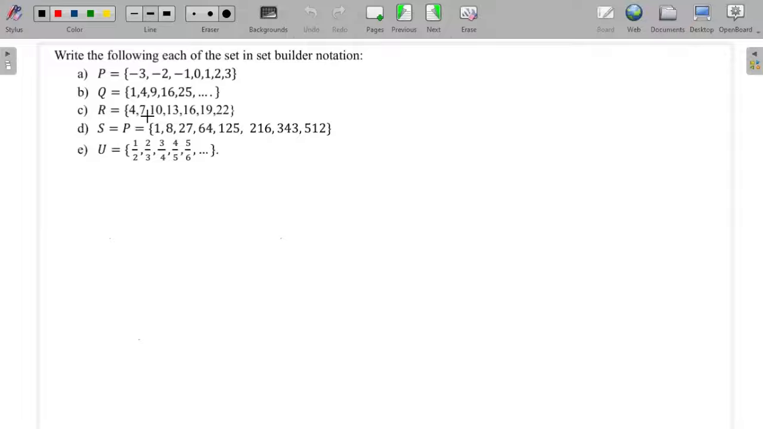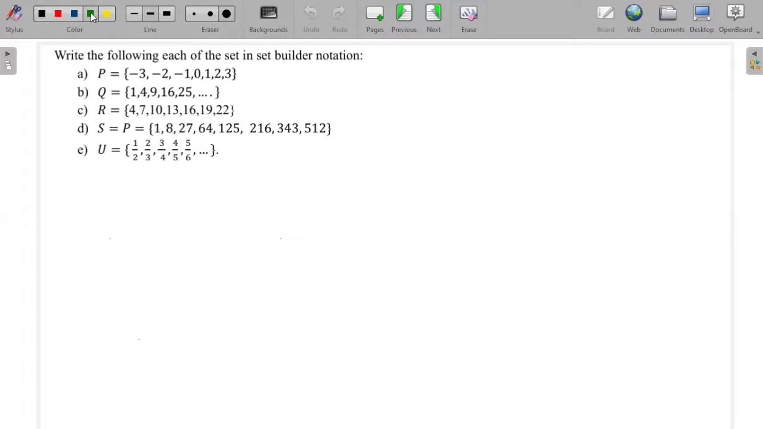Here we'll be taking these listed things and putting them into descriptions. That description should be mathematical, not in words. They will mark you wrong.